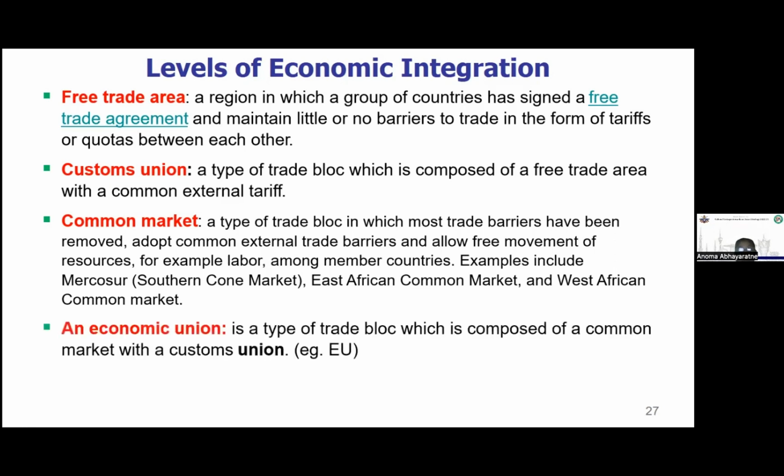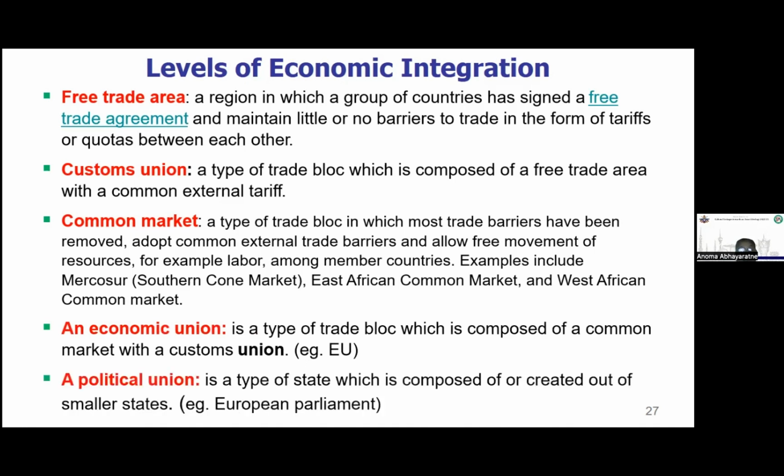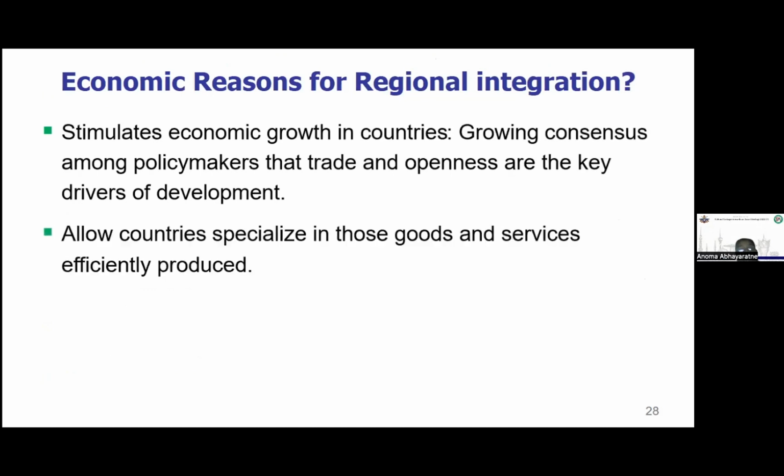An economic union like the European Union is a trade bloc. They have a common market, with no barriers within that group. A political union is a type of state which is composed of or created out of smaller states. By integrating with other countries, they expect economic growth to be stimulated. Also, countries specialize in those goods and services they produce efficiently.